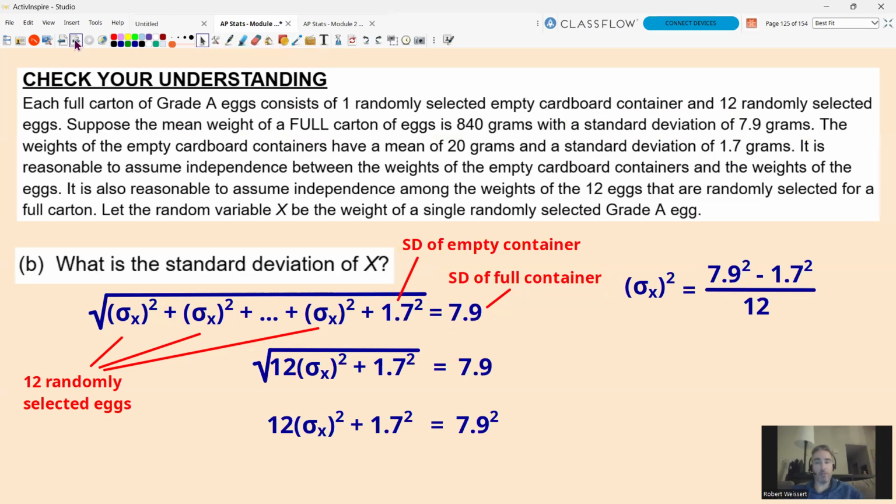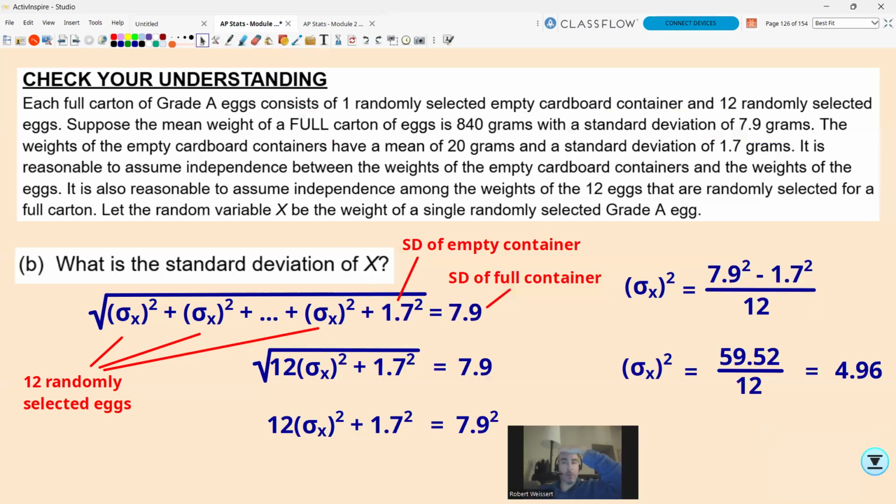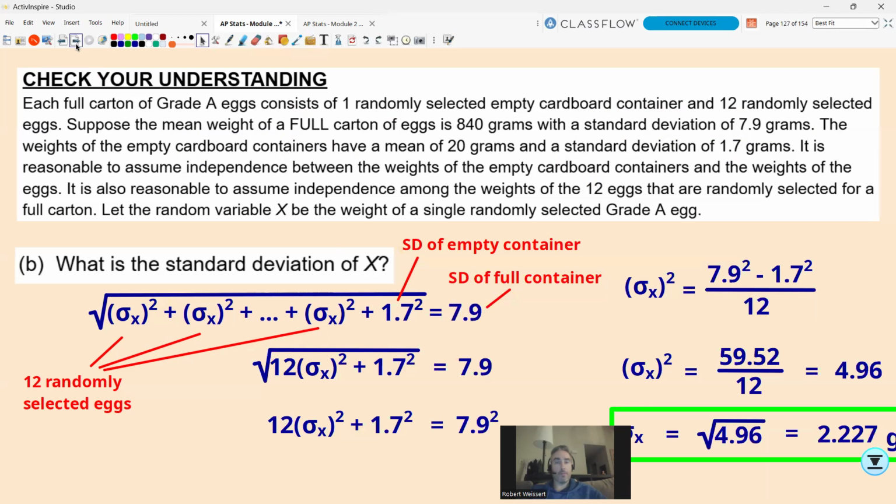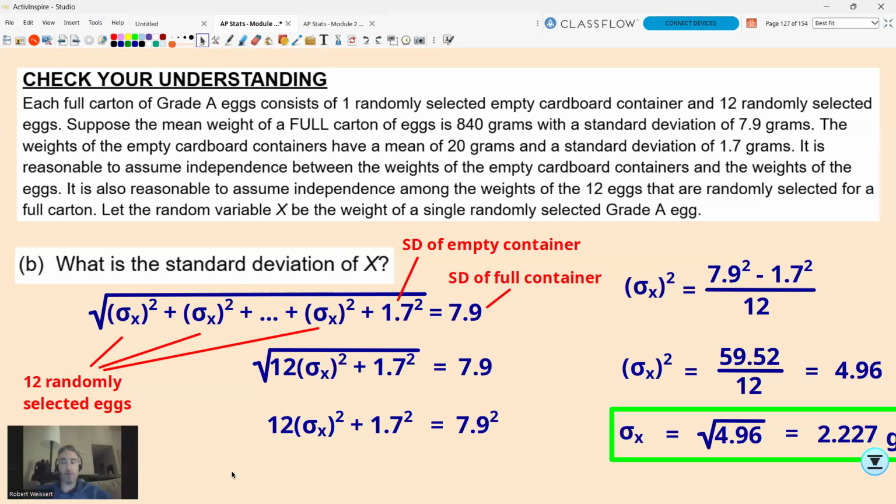deviation squared by itself. Doing a little bit of calculator work, we'll simplify the top. So we have 7.9 squared minus 1.7 squared is 59.52. Divide that by 12, you get 4.96. And finally, we get our standard deviation of the eggs is the square root of that, which is 2.227 grams.